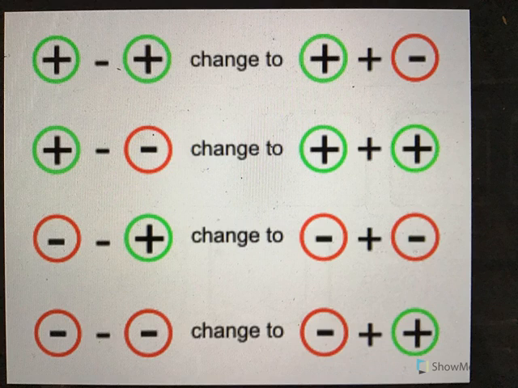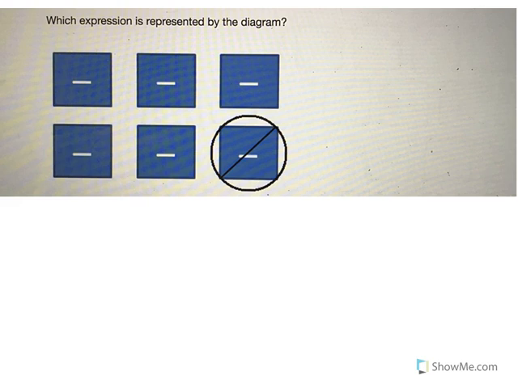It's just a representation of adding and subtracting integers. If it helps you out, great. I'm not going to spend any time going over it. If it helps out, the rules in which adding and subtracting integers, great. If not, that's all right, because we're going to go through some problems and see if we can make some sense of them. All right, the first problem, which expression?